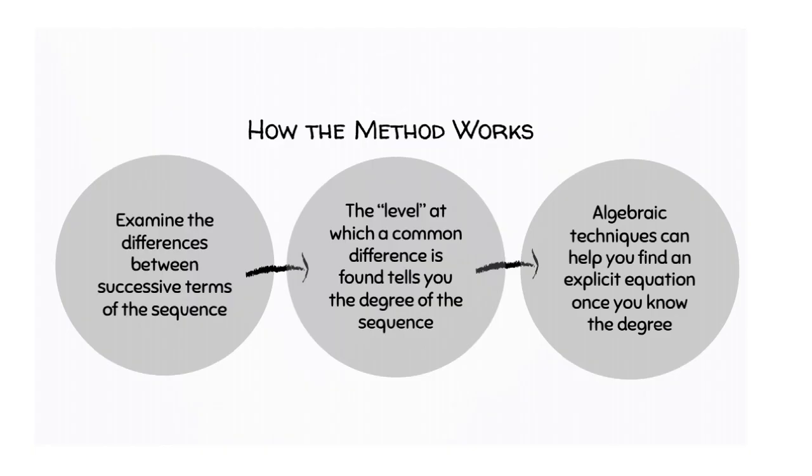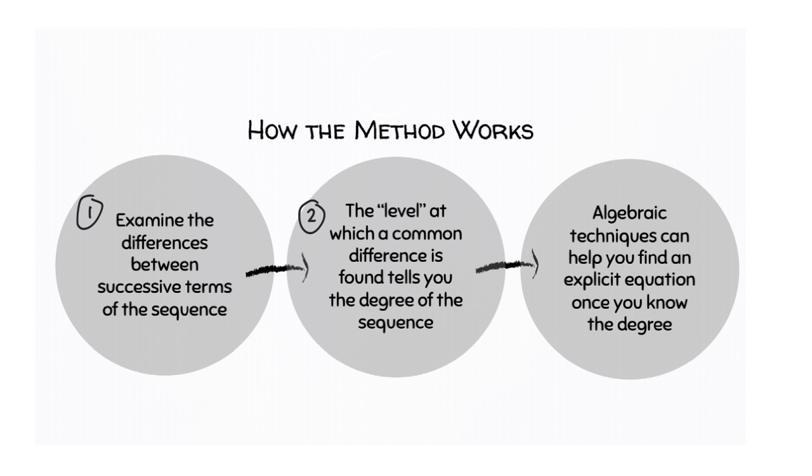There's really just 3 steps in the process. In the very first step, all you need to do is examine the difference between successive terms of the sequence. In the second step, recognize that the level at which a common difference is found tells you the degree of the polynomial sequence. So if you find a common difference at the second level, it's a second-degree sequence, a quadratic.